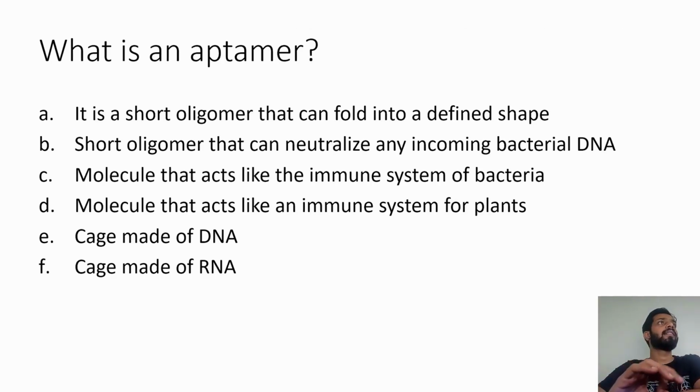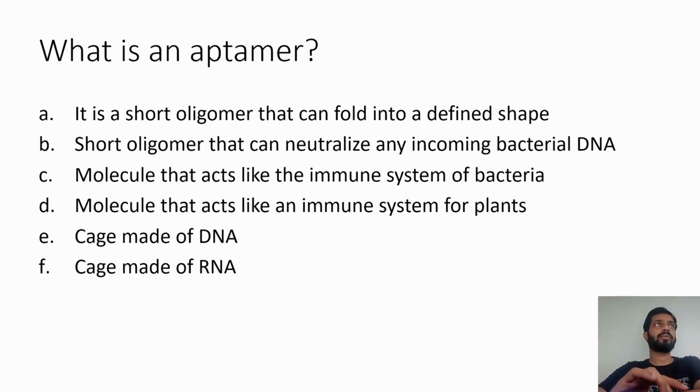Okay. What is an aptamer? It is a short oligomer that can fold into defined shapes. Short oligomer that can neutralize any incoming bacterial DNA. Molecule that acts like the immune system of bacteria. So the option A. Mainly it helps to form tertiary structure.